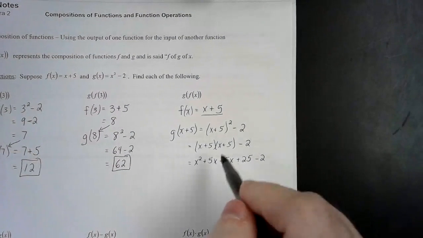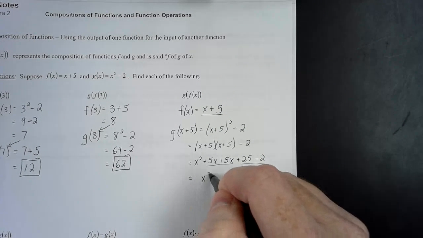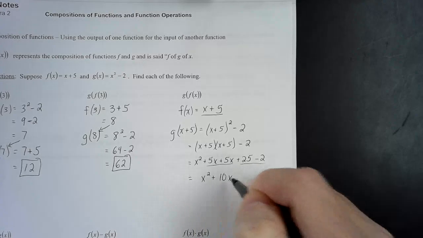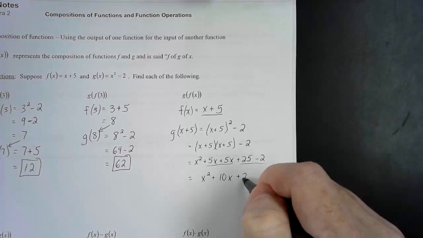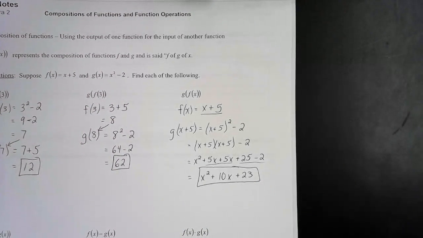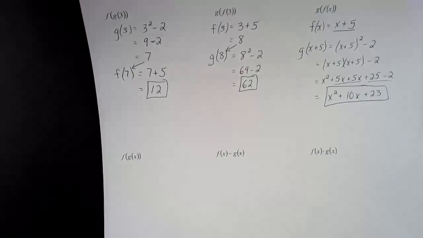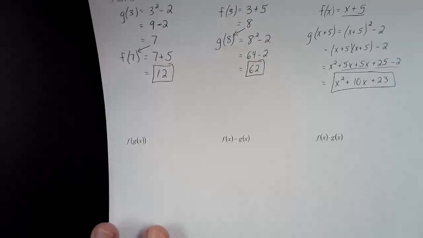Combine like terms, those two and those two. So we get x squared plus 10x plus 23 is our final answer, because none of those can be combined. All right, we are halfway through. So that is the evaluating functions, and now we are going to, well, no, we have one more here, I'm sorry. And then we'll get to multiplying, subtracting.